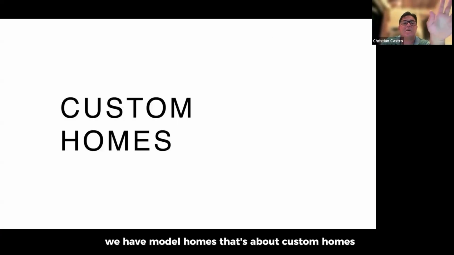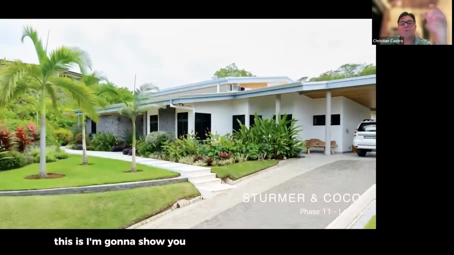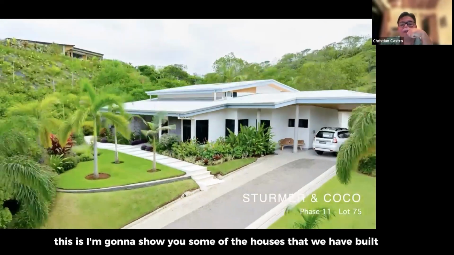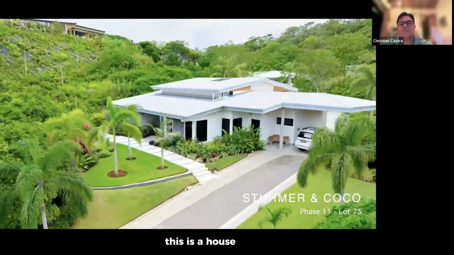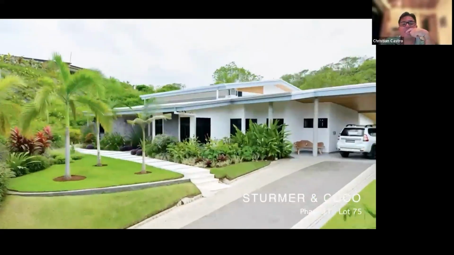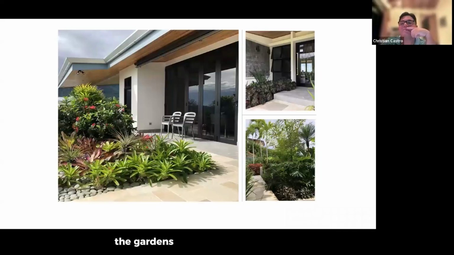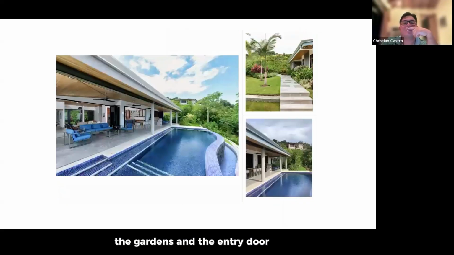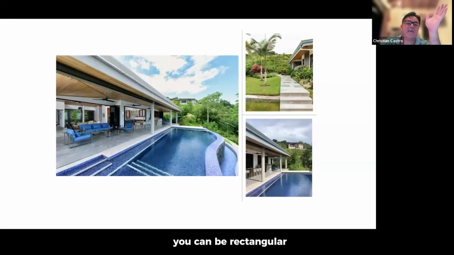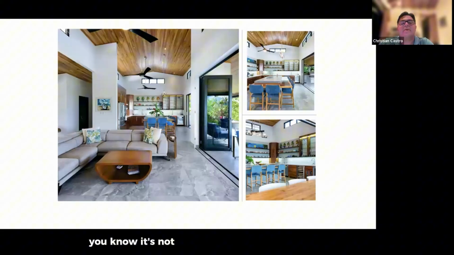That's about custom homes. I'm going to show you some of the houses that we have built. Sorry, this is a house in phase 11. You see the openings, all of them have the openings. These are the gardens and the entry door. This is the pool. You can design a pool the way you want. It can be rectangular, it can be organic, it can be circular, semicircular. This is standard construction. You can choose your tiles, you can design your cabinets.